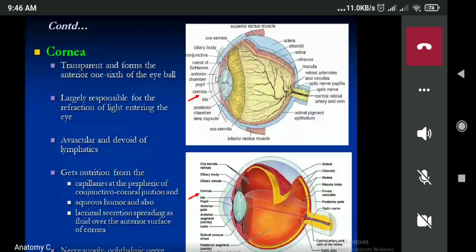That is one way. The next one is the lacrimal secretion. From the lacrimal secretion also, it will receive nutrition. And the third one is the conjunctiva. Can you see the conjunctiva? Can you see the cornea? At the junction of the conjunctiva and the cornea, this junction is known as the conjunctival.